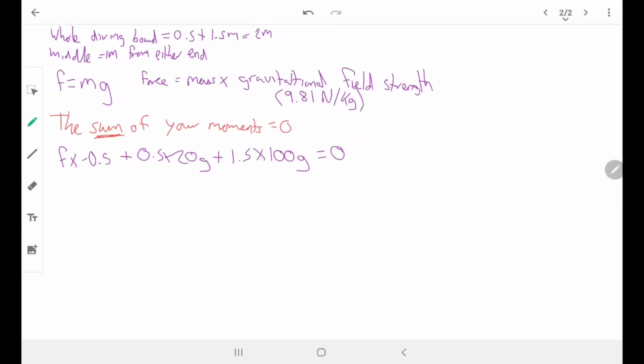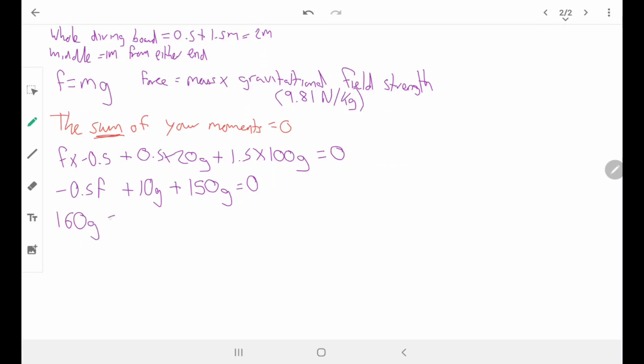So I'm going to scroll down, got a bit more room. So we have minus 0.5 F, so that's F times minus 0.5. 0.5 times 20 is 10g, plus, and g is just 9.8. 1.5 times 100 is 150g, equals 0. Now I'm going to group those together, and I'm also going to get rid of this minus 0.5F. I'm going to take it to the other side.